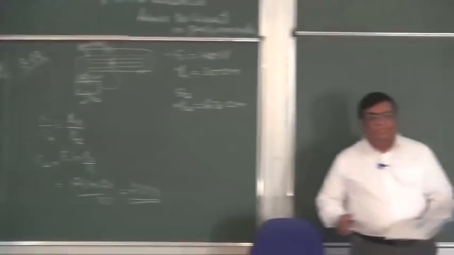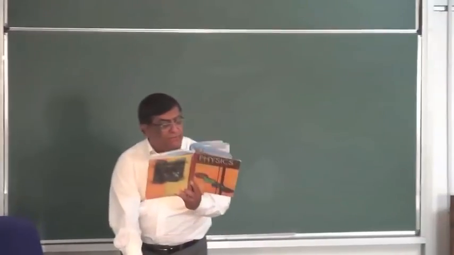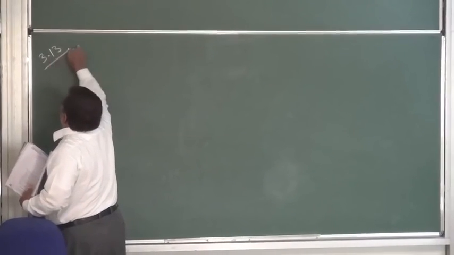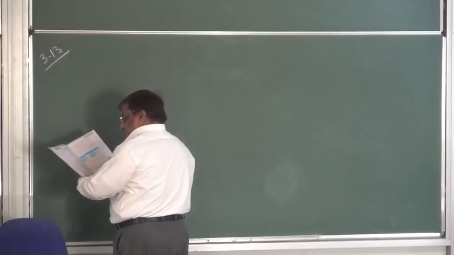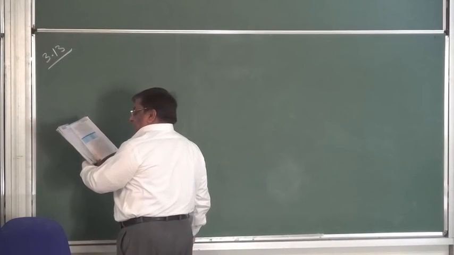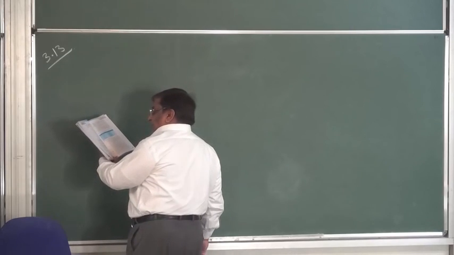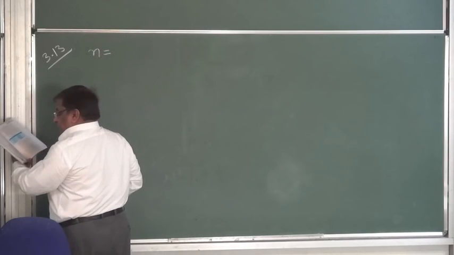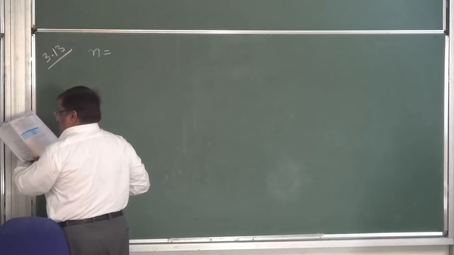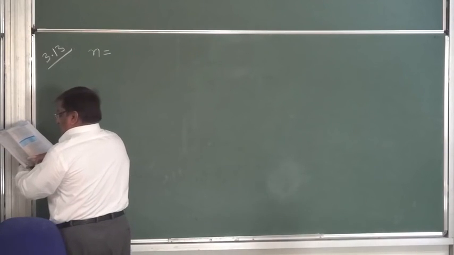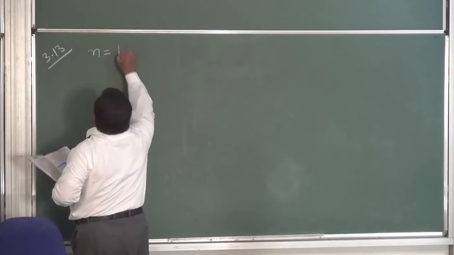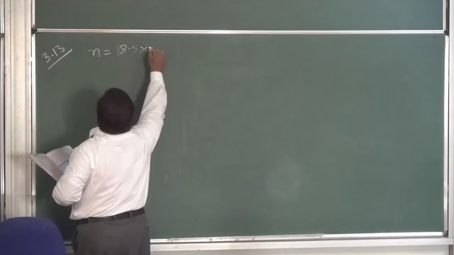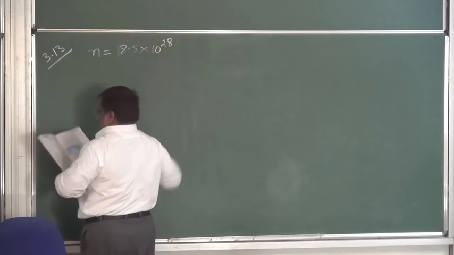Okay, so this is 3.13. The number density of free electrons n is given to us: 8.5 into 10 to the power 28. Okay.